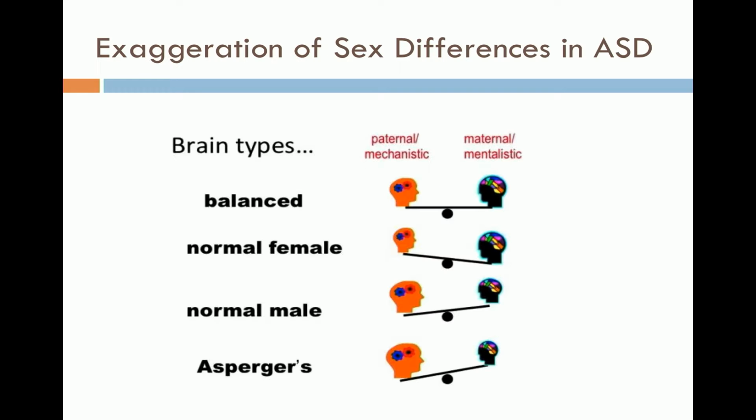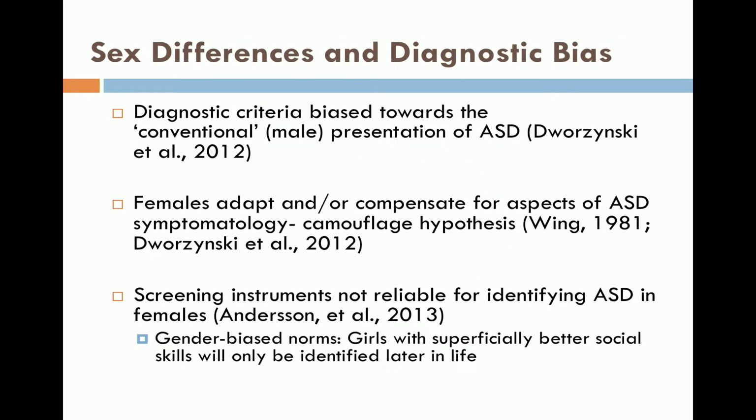Now, out of this female protective effect, there came the very popular theory, which was mainly put forward by Simon Baron-Cohen, which says that what we see in autism is just an exaggeration of naturally occurring sex differences. In the more general formulation, what he says is that autism is the extreme male brain. So you have your balanced brain, and you have a normal female and a normal male, and then when it gets to extreme male, it becomes more Aspergerish.